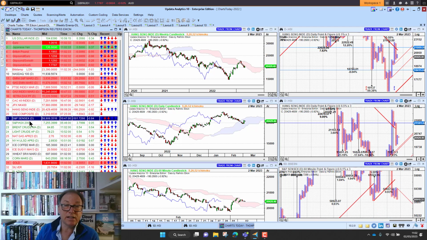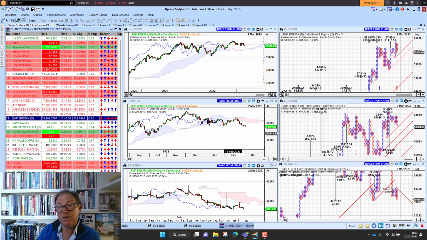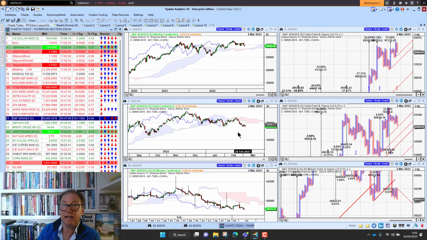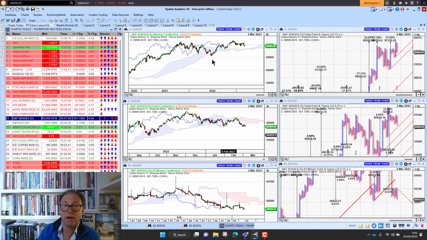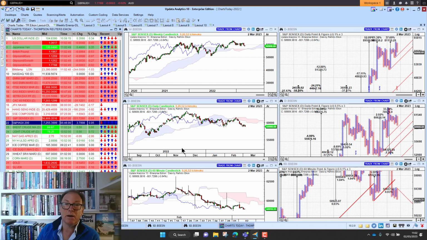Looking at the Sensex in India, that was off just under 1%, and that's fallen back into bearish territory on the daily cloud. So that is significant. We do have these long-term upside targets, but for the moment we are just pulling back in the Indian market. The Aussie market was slightly flat.